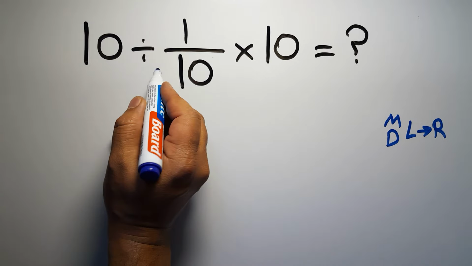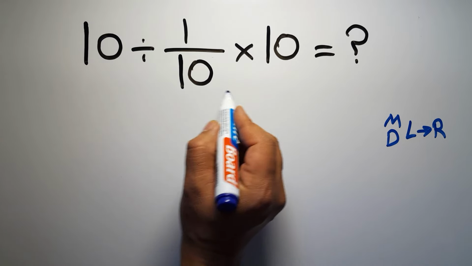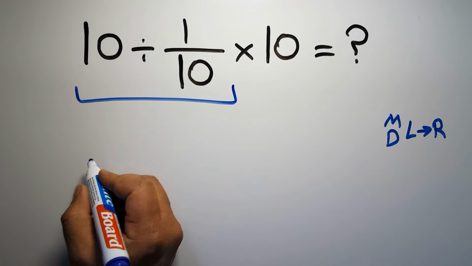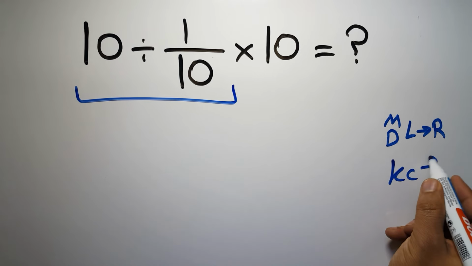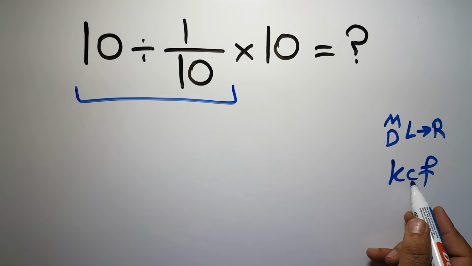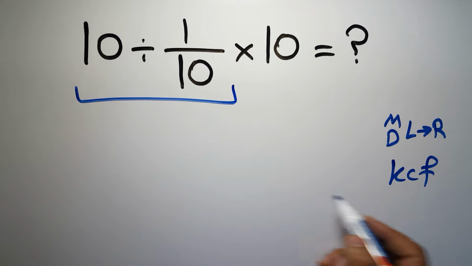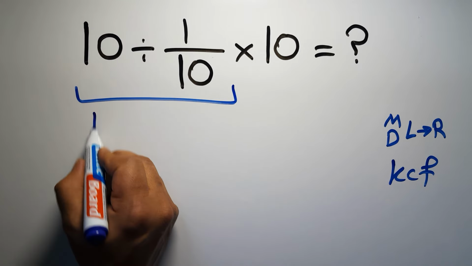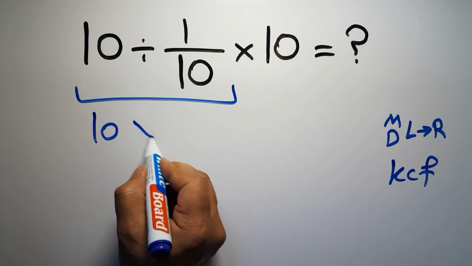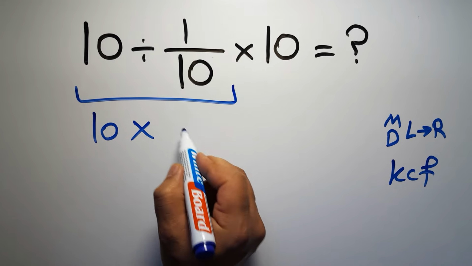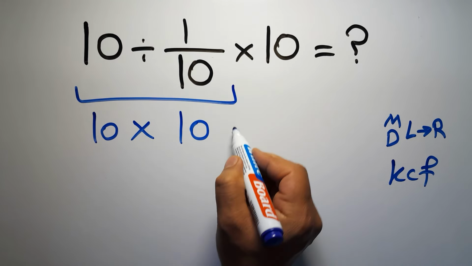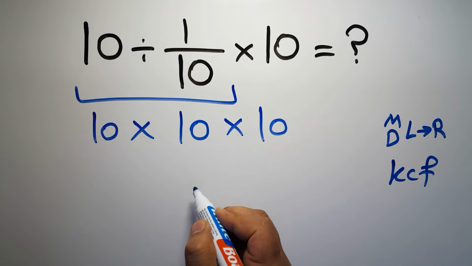So first we have to do this division, 10 divided by 1 over 10. According to the KCF rule, K stands for keep, C stands for change, and F stands for flip. We can write keep the first fraction, change division to multiplication, and flip the second fraction. And here we have times 10.